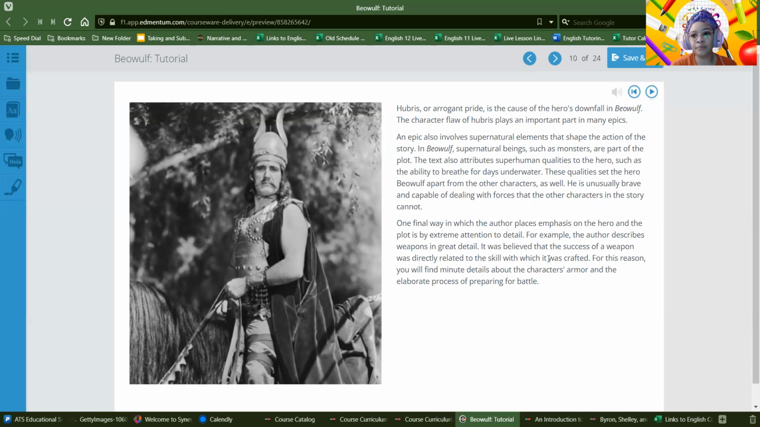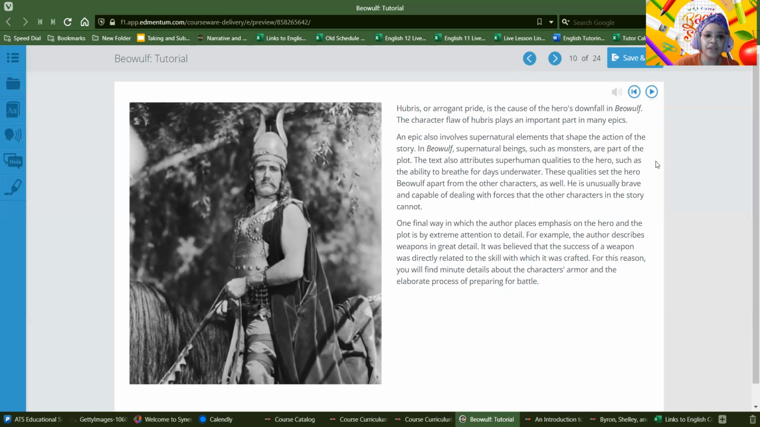Hubris is the downfall of Beowulf because arrogant pride is not something that you are supposed to be as a person. So these stories reflected basically, here are the ways we want people to be. Here are the ways we don't want people to be. If you're like this, you're going to fail, just like Beowulf when he got too big for his britches, was too prideful, and was boasting. So that's important.